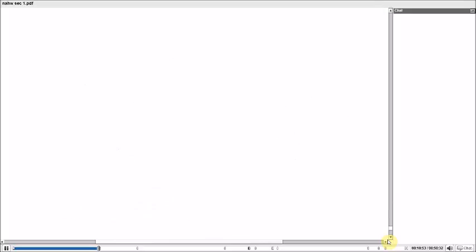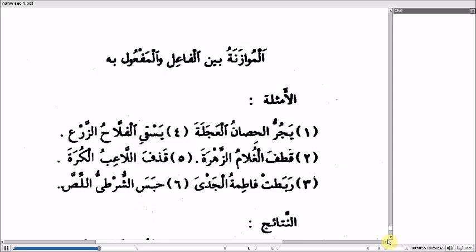Okay, here is al-muwazina bain al-fa'il wal-fi'l. Al-muwazina is like comparing, weighing between the fa'il and the maf'ulun bihi: the doer of the verb and the object of the verb.